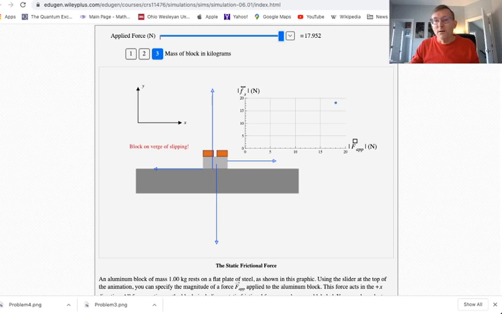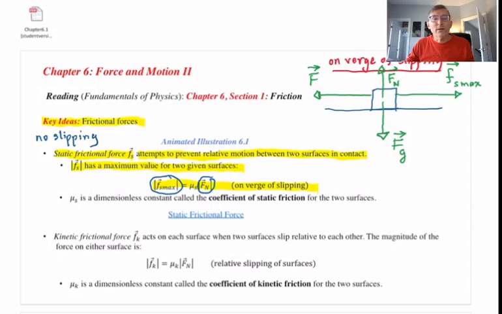Okay? All right. Now, back to our slides. So that constant that you see there between Fs max and F normal is the Greek letter mu with a subscript s. Mu sub s, you could say. And it's a dimensionless constant called the coefficient of static friction for the two surfaces. It depends entirely on just what the two surfaces are. What are they made of? That's it. Okay? All right.